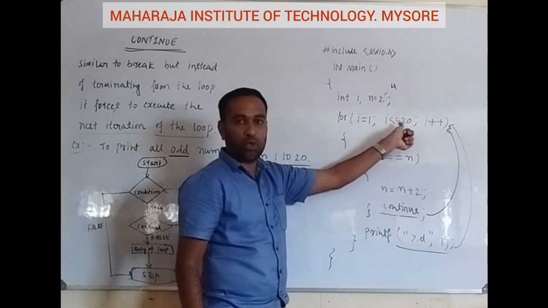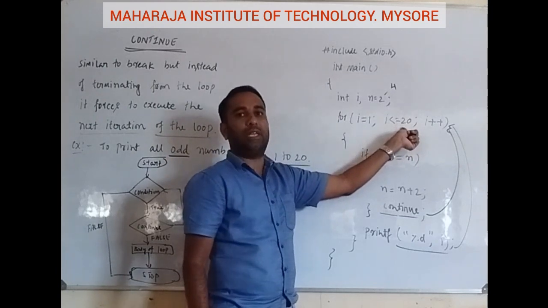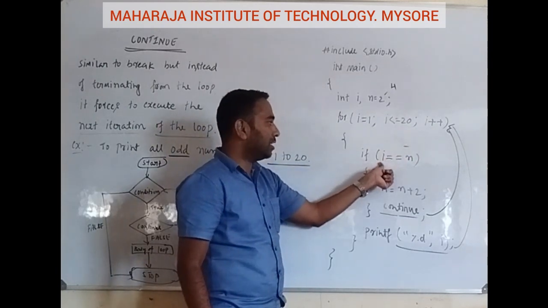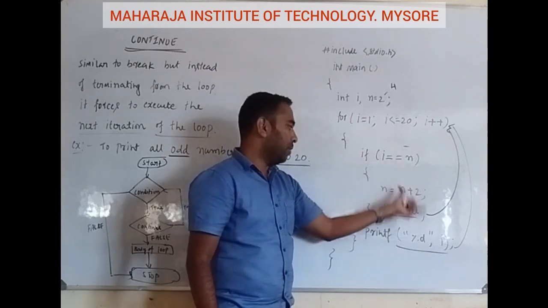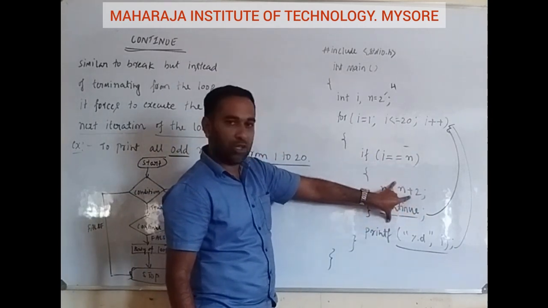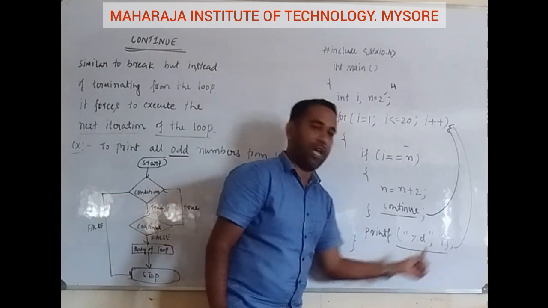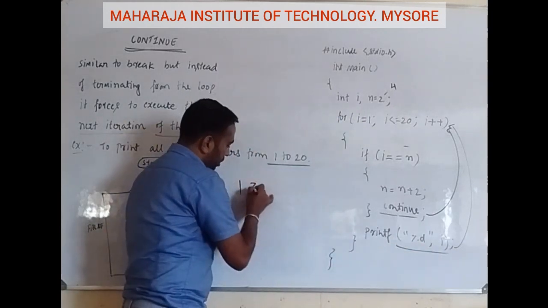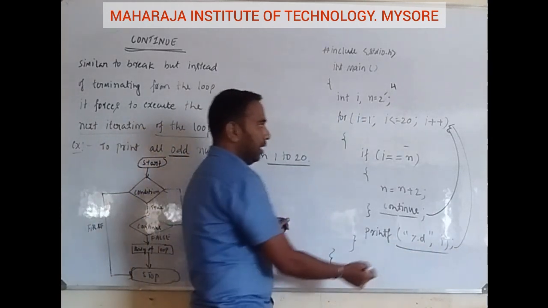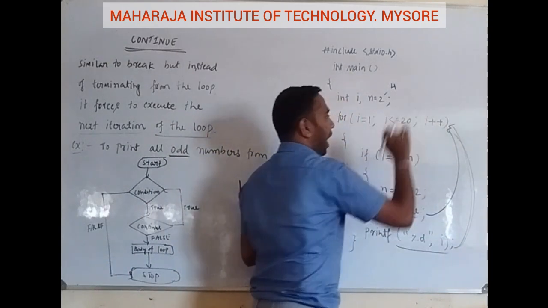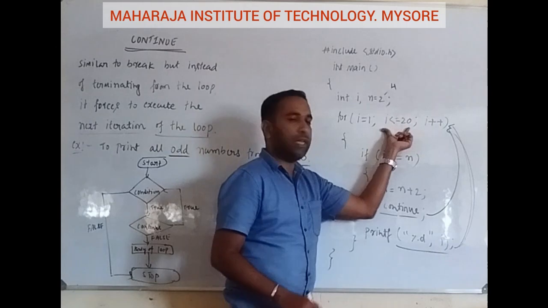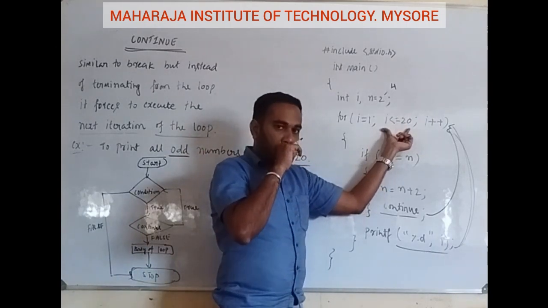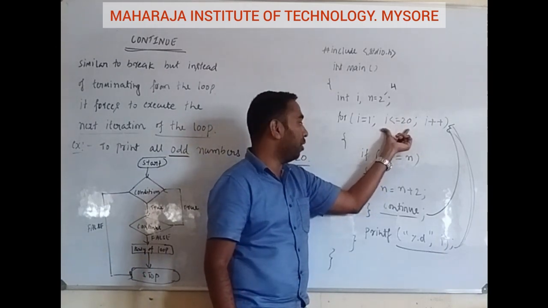3 is less than or equal to 20. Yes. It checks whether 3 equals 4. No, 3 is not equal to 4. Then it will not execute the if body, and it will directly print the i value. i is 3. Then it increments, and i becomes 4. 4 is less than or equal to 20. Yes.